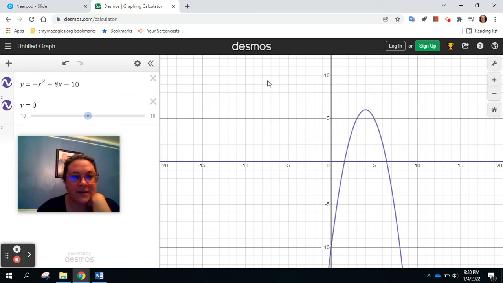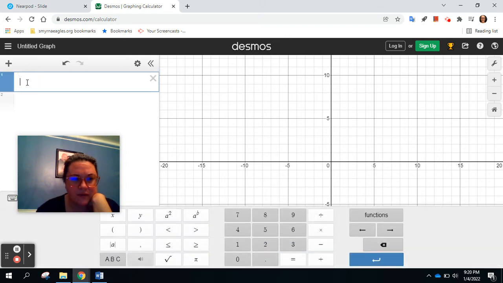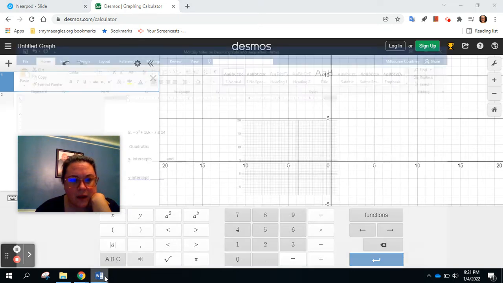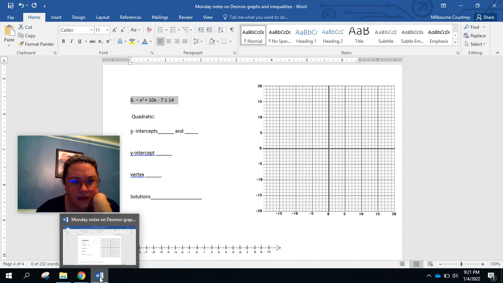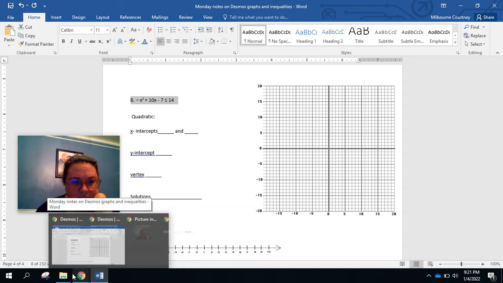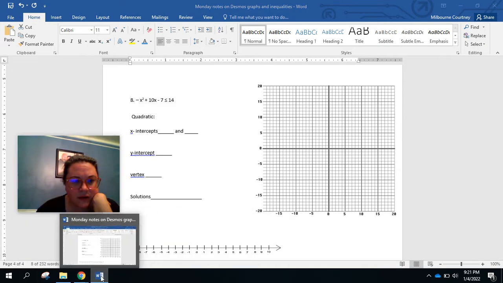All right, let's clear out our Desmos and we're going to take a look at number 8. Number 8's tricky. It's got another different piece in it, so I think you'll appreciate me going over this one. Number 8 is negative x squared plus 10x minus 7. Let's find that.